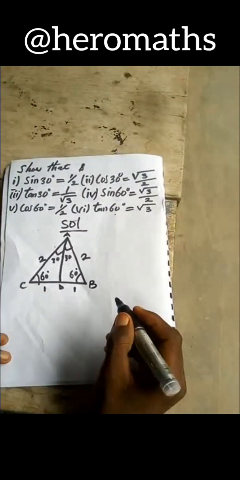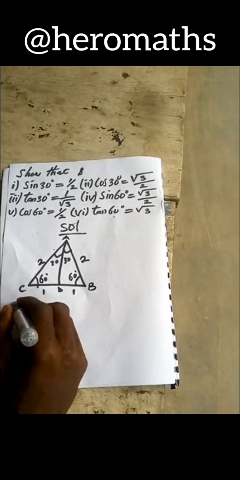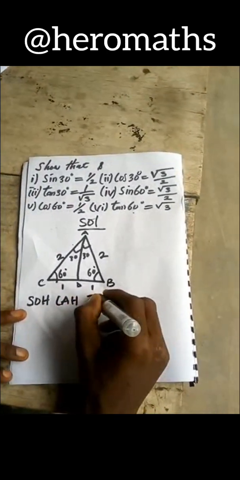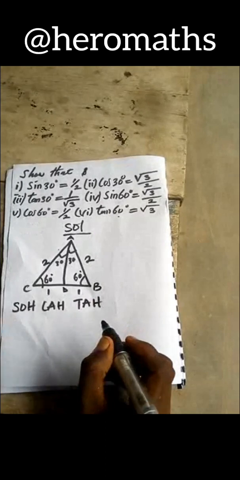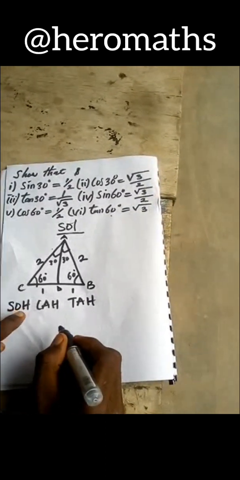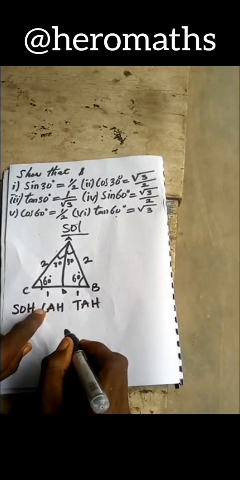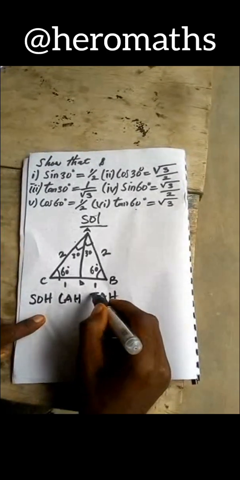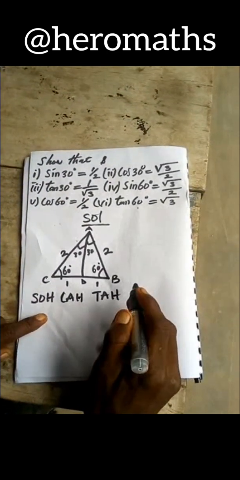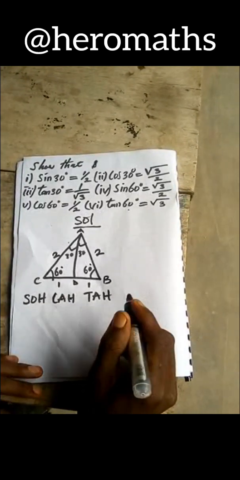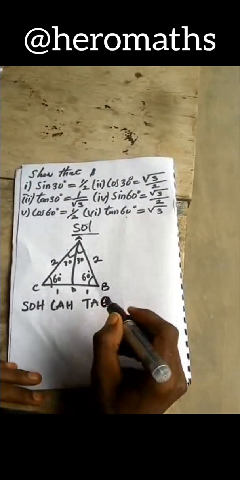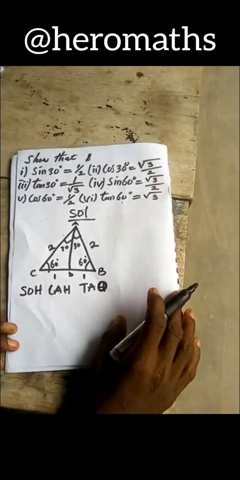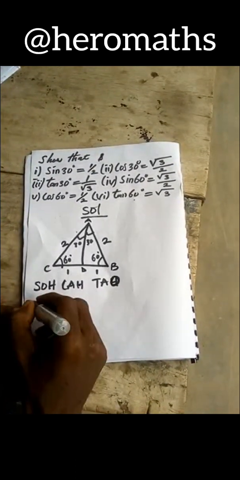But let us bring in another principle, which is SOHCAHTOA. SOHCAHTOA implies that sin theta is equal to opposite all over hypotenuse. Cos theta, this C is cos theta, is equal to adjacent all over hypotenuse, and then tan theta is equal to opposite all over adjacent. Sorry, SOHCAHTOA, this is O, tan theta is equal to opposite all over adjacent. So now let us do it.